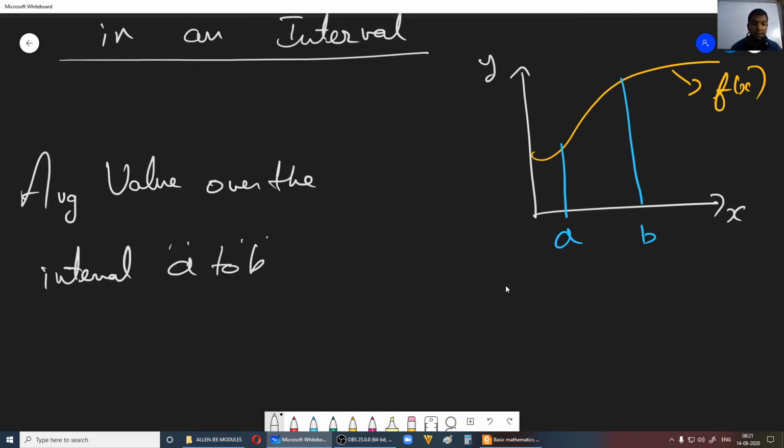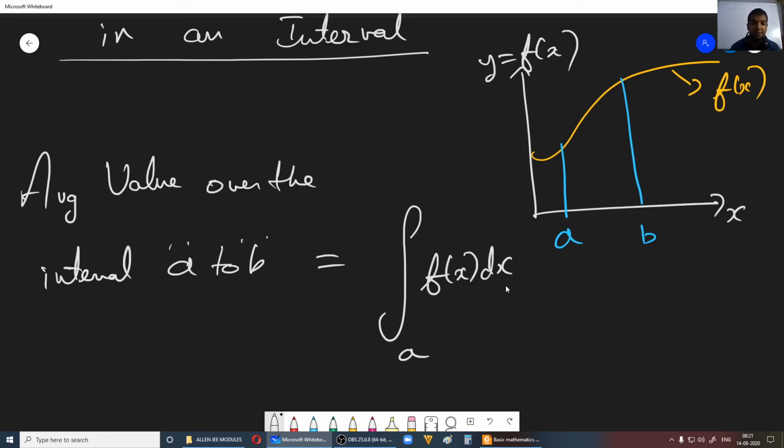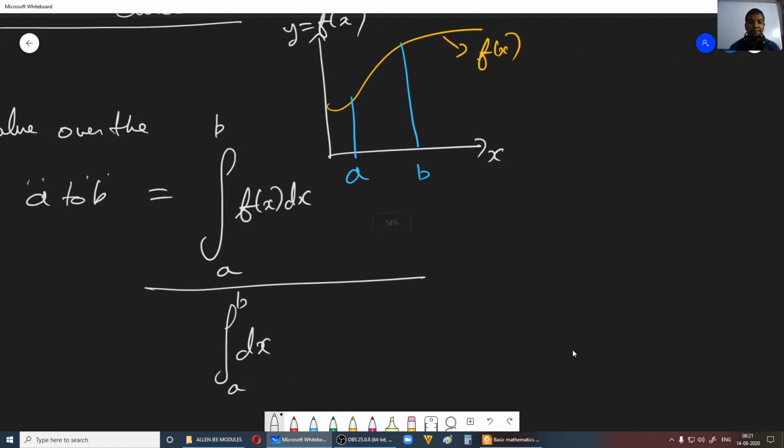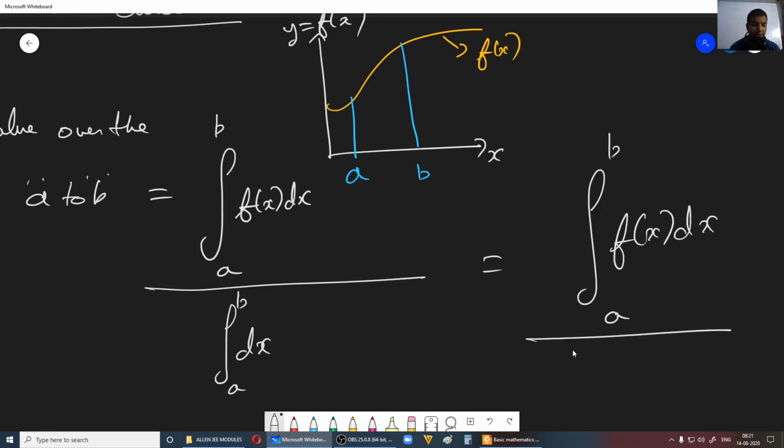Over the interval a to b, it can be given as the integration of y dx. Here y is equal to f of x, so that will be the integration of f of x dx between the limits a to b. The whole thing is then divided by the integration of dx between a to b. Integration of dx will be x itself, upper limit minus lower limit.